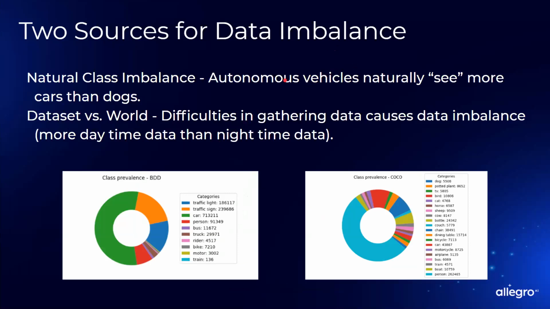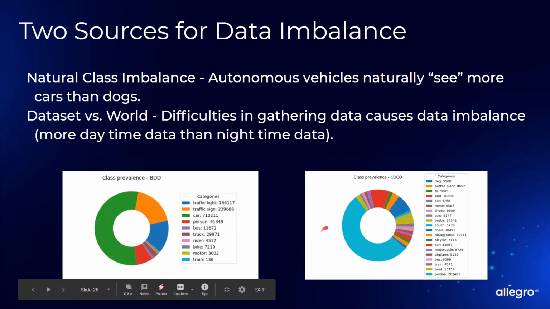But also when you're sampling a data set which should represent the entire world, if you are not collecting it correctly, it will inherently have some kind of imbalance. For example, in driving, you will have more daytime data than nighttime data, okay? And this can be shown from these graphs. I'm sure the numbers are slightly too small for you, but it's class prevalence for Berkeley Deep Drive. You see most of it's car and some traffic signs. And in COCO, most of it's person and some other classes.